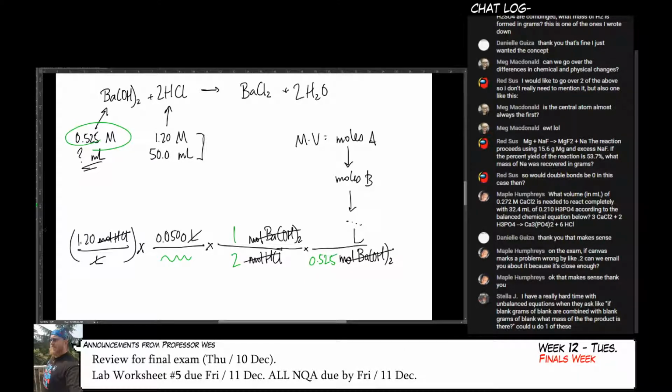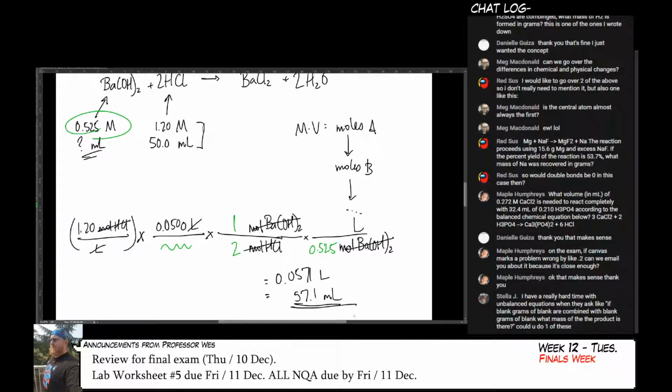And so I'll multiply all these things together. 1.2, 0.05 divided by 2 times 0.525. And what I get is 0.0571 liters, or 57.1 milliliters. So it'd take 57.1 milliliters to totally neutralize it.